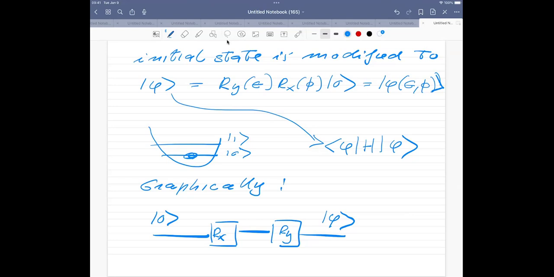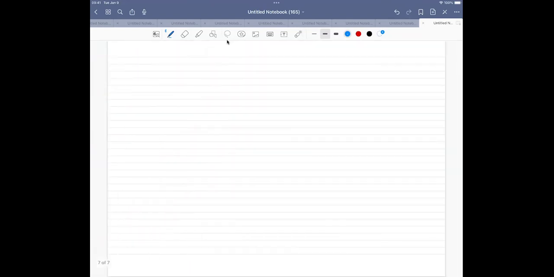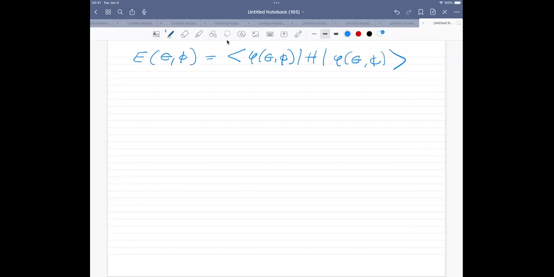So what we are going to deal with next week is the calculation of the expectation value of the energy, which is going to be a quantity that depends on these angles, theta and phi, for the 1 qubit case. This is given by phi of theta, phi, of H, and then phi of theta, phi. And the optimization part, which is done on a classical computer, is a classical calculation.